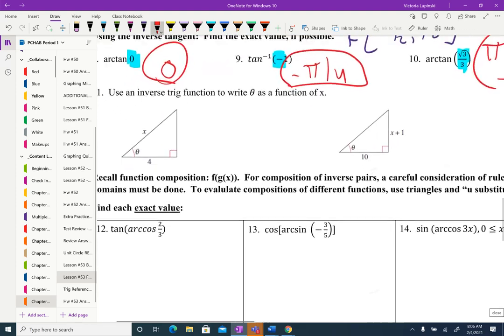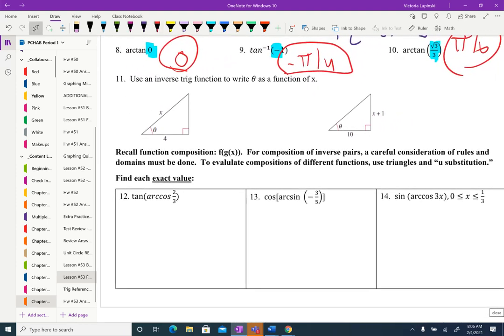And then the second half of the lesson, or whatever's left here, goes back to triangles, which I actually think you're going to like a little more just because it's a little bit easier. So here in number 11, it's a totally different type of question. Use an inverse trig function to write theta as a function of x.